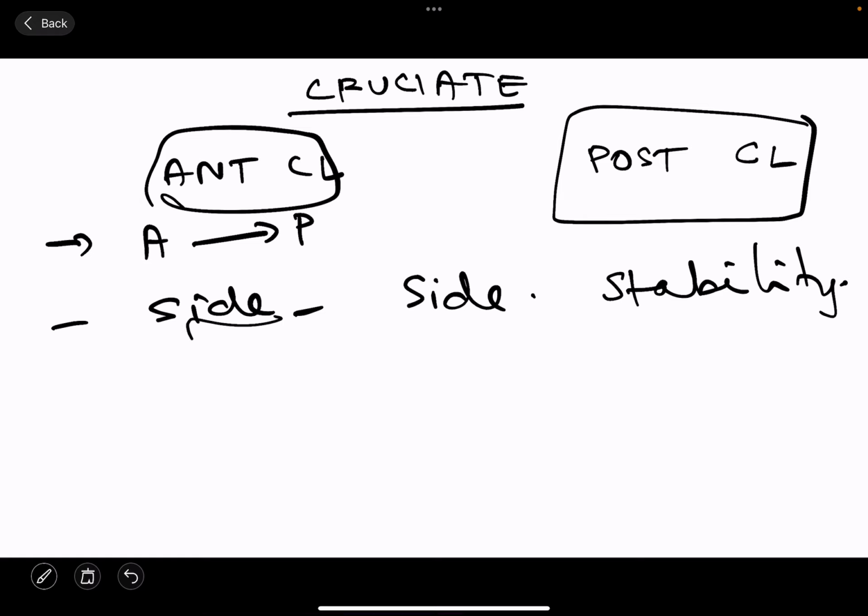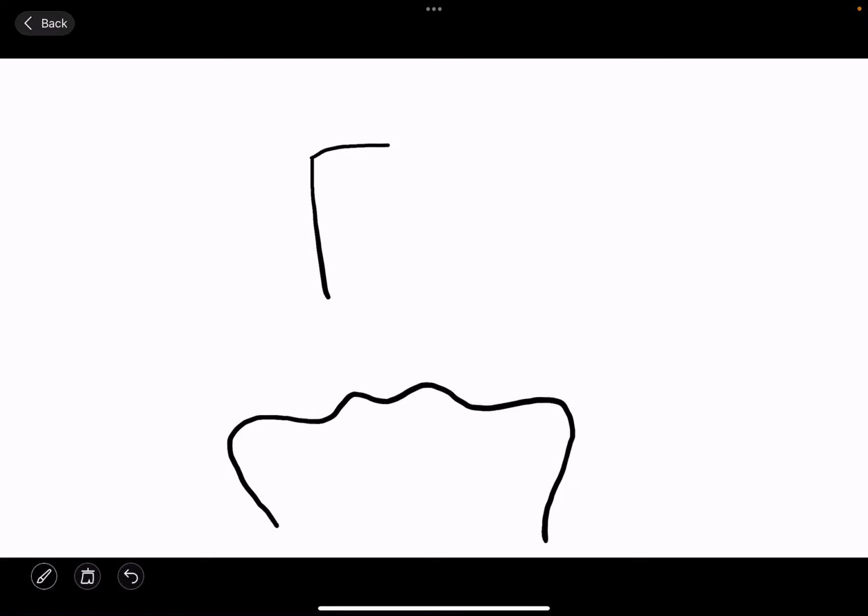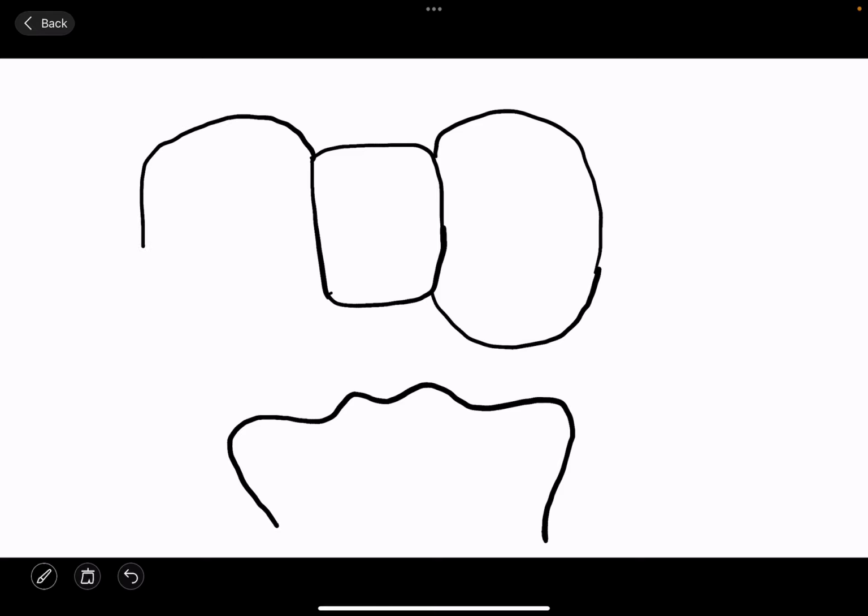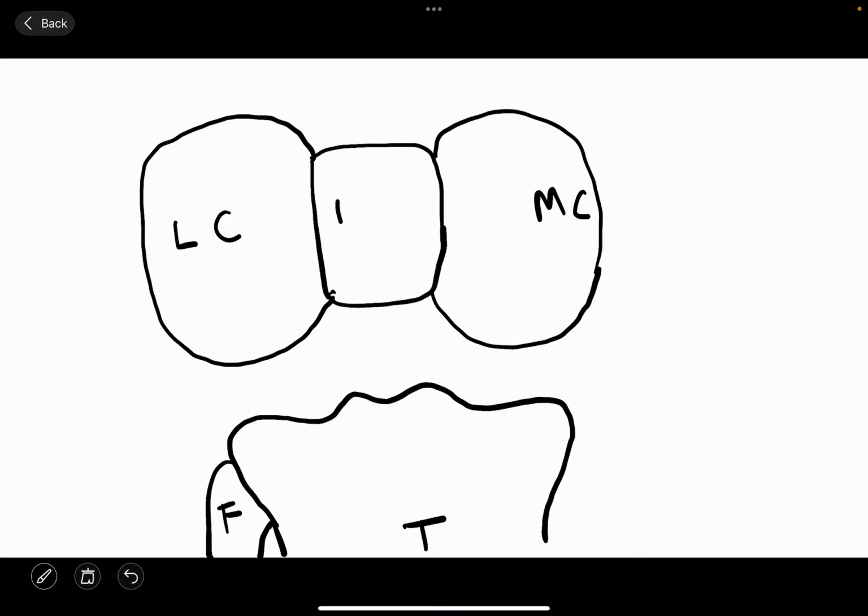So now let us try to draw the intercondylar area of the tibia. So this is the intercondylar area of the tibia, and here we have the intercondylar fossa between the medial condyle of the femur and the lateral condyle of the femur. So this is lateral, so we have the fibula, tibia, lateral condyle of the femur, medial condyle of the femur. This is the intercondylar area.